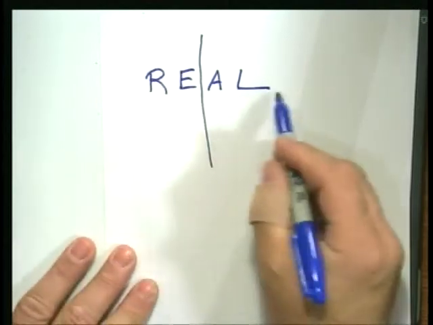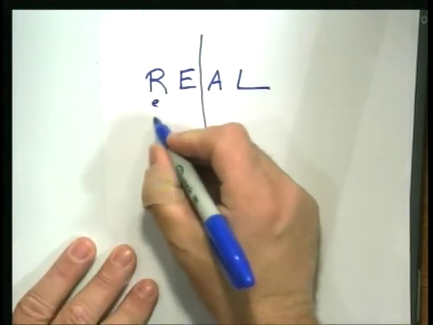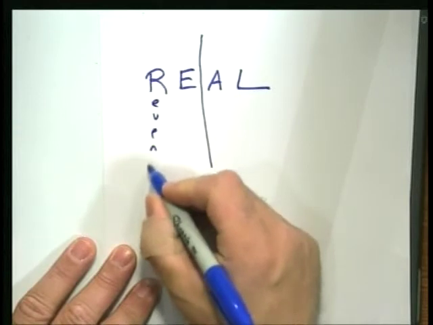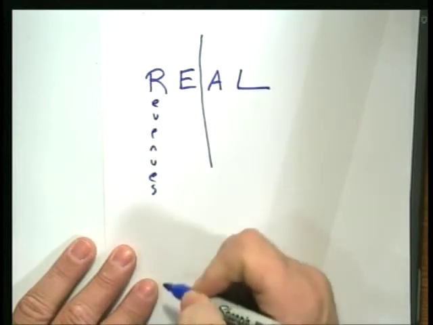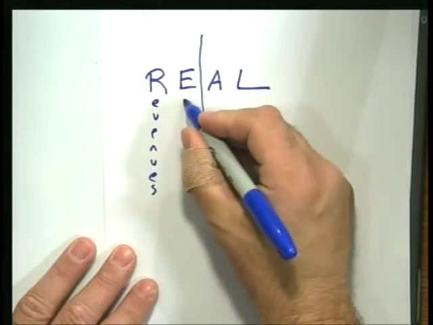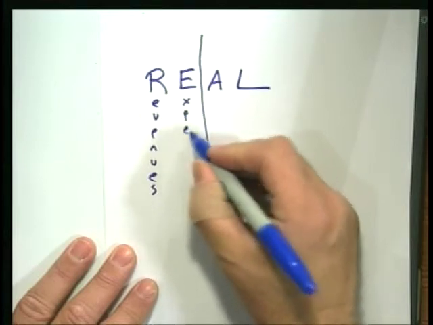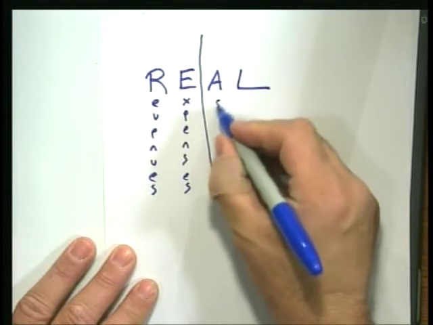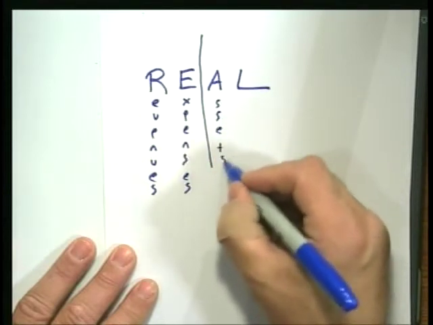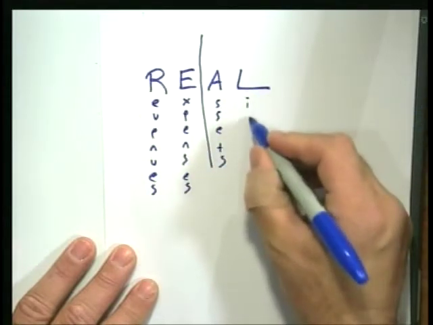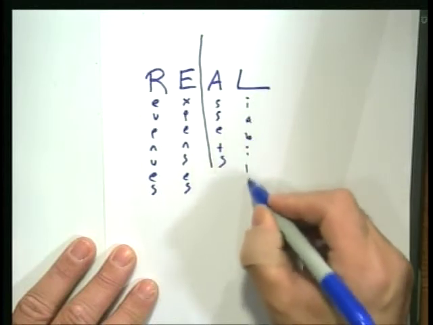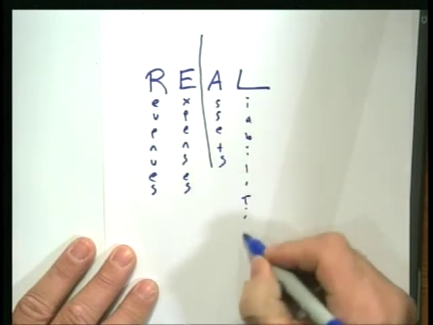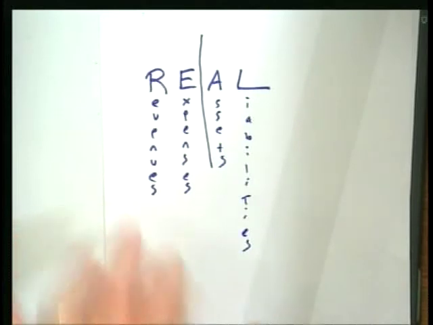What do you think these letters stand for? I'll give you the first one, and I bet you can get the rest of them. Revenues? Equity. Nope. Expenses, but close. Revenues, expenses. It's not as easy to write going down as you might think. Okay? That's what those four letters stand for.